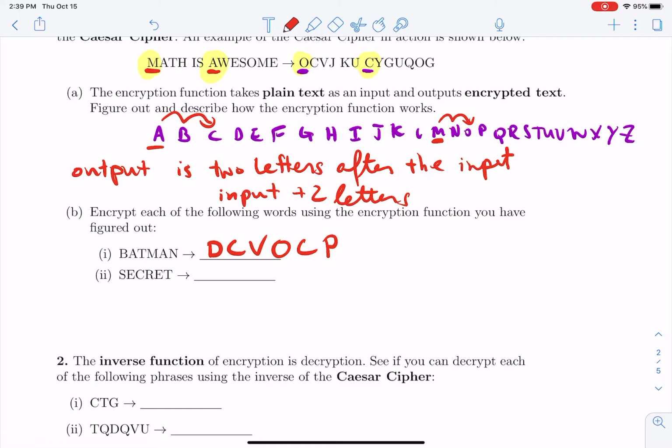Okay, what about secret? For secret, if I start at S and I go down 2 letters, I'd be at U. E gives me a G. C gives me an E. R gives me a T. E again gives me another G. And T gives me a V.